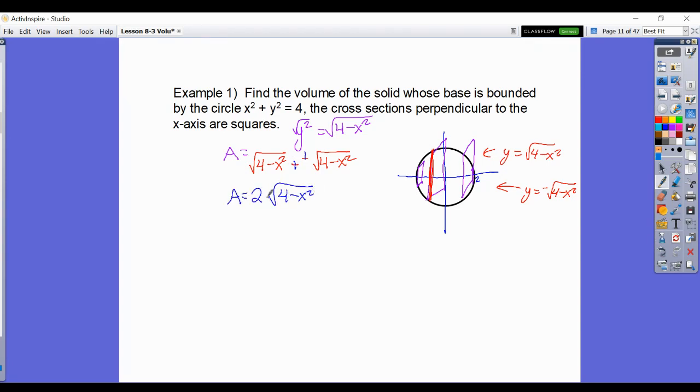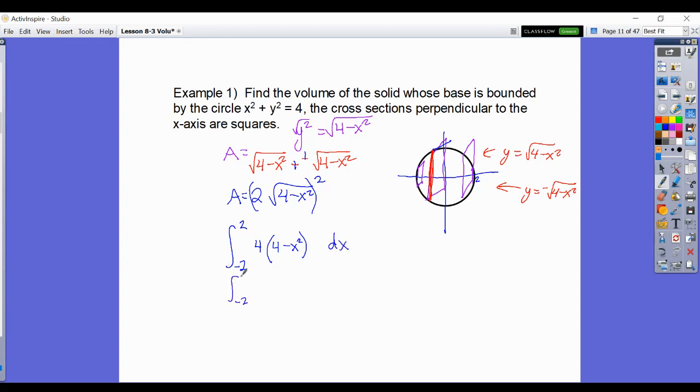Okay, so that was just this height. So then I need to square it, right? That's the base of my square, and then my height would be the same, so I square it. Now I just need to figure out my interval of integration, and it has a radius of 2, so I'm going to go from -2 to 2. If I square this thing, I'm going to get 4 times 4 minus x squared dx.